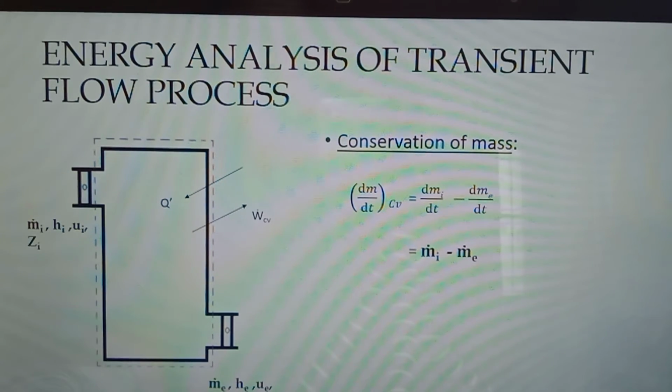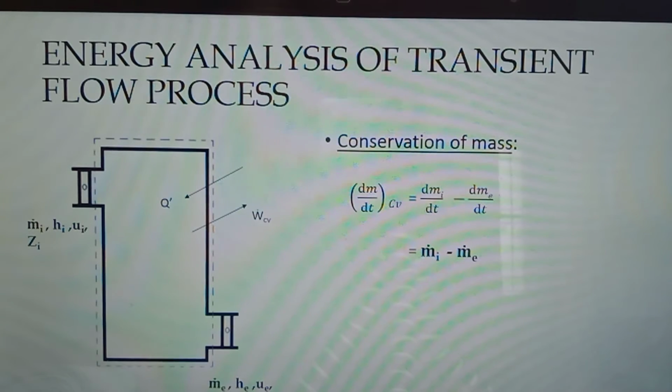So we will be finding the conservation of mass and conservation of energy for the transient flow processes. First, conservation of mass. In this case, the control volume rate of change of mass is given by the relation as dmi by dt minus dme by dt.